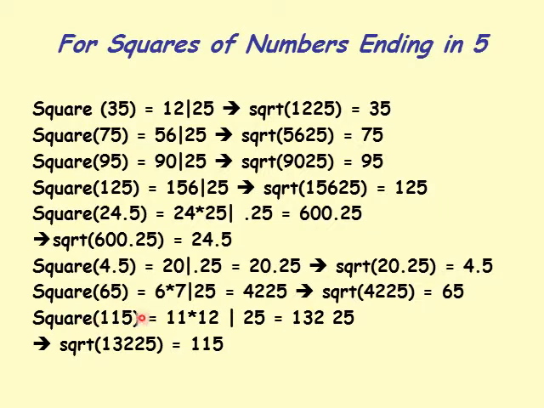The square of 115 is 11 times 12, and 25 on the right, 13225. That gives me the square root of 13225 as 115. What we do is split in two: 25 gives me 5, and 132 is 11 times 12, and that gives me 11 here.